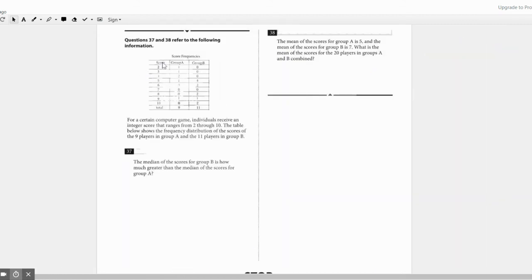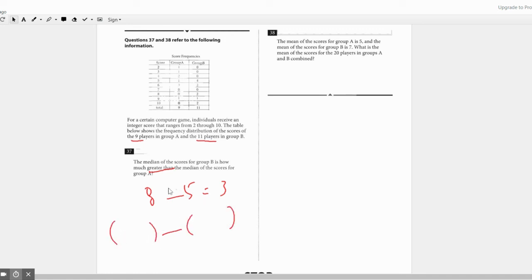Number 37. So we have a bunch of scores, Group A, Group B, 2 to 10, don't really care that much. 9 players in Group A, 11 players in Group B. Okay, that's useful. The median of the scores for Group B is how much greater than the median scores for Group A. How much greater than? That's a difference, right? How much greater is 8 than 5? Well, 3, right? So we're going to do some kind of subtraction, and then we're going to find the median for each.